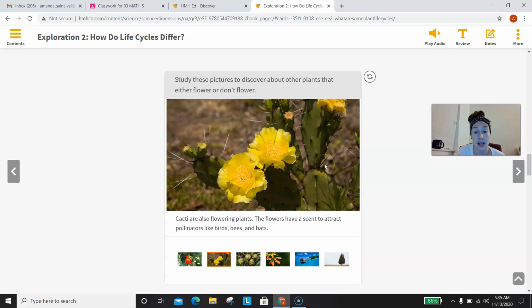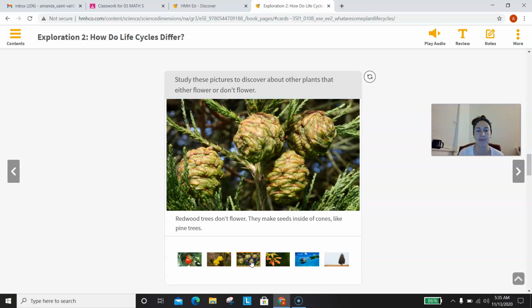This is cacti. Did you think that cacti had flowers? They do. And they are flowering plants. They are attracted to pollinators like birds, bees, and bats. So bats are also pollinators. Weird, huh? Then we have our cones here.